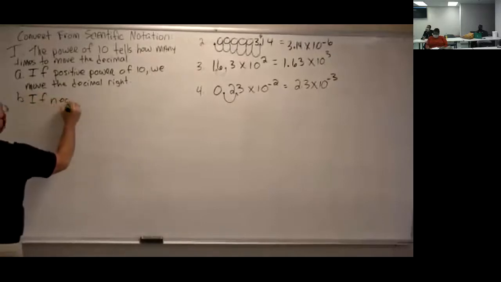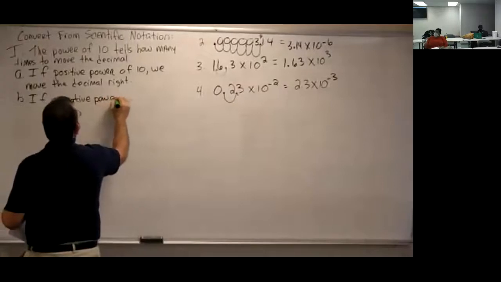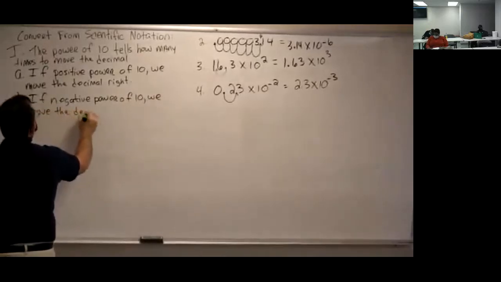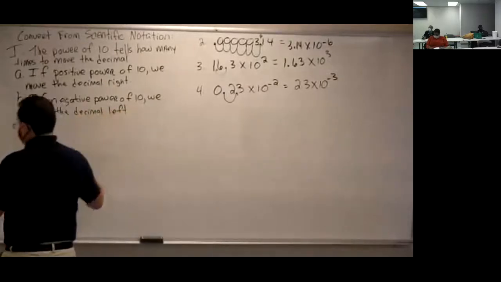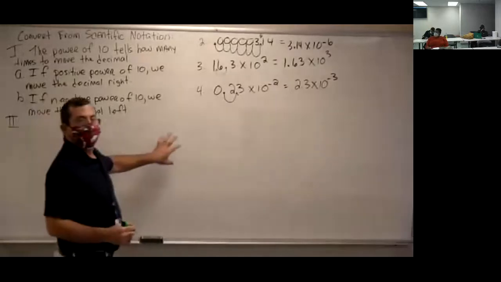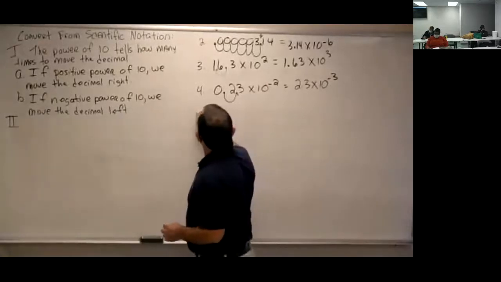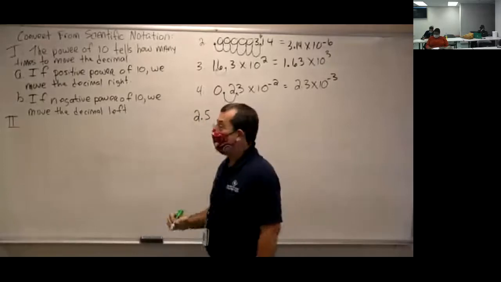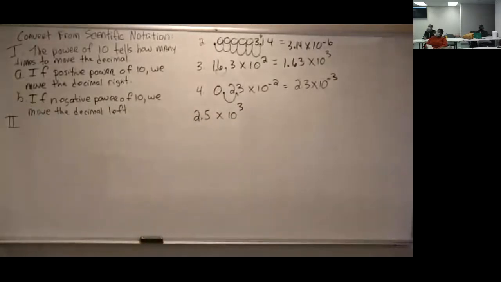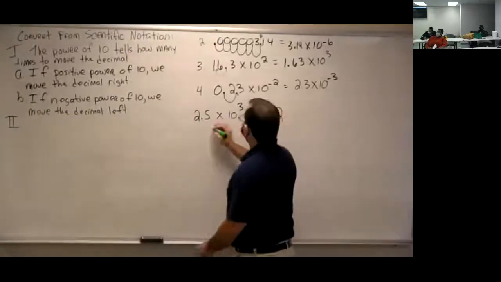So with a negative power of 10, we move the decimal left. Then we gotta know on this. So let me ask, I'm gonna put an example up here and see what we would do to this. What if I had something like 2.5 times 10, we'll use 10 to the third. But that 3 is telling me to take this decimal and move it right 3 units.